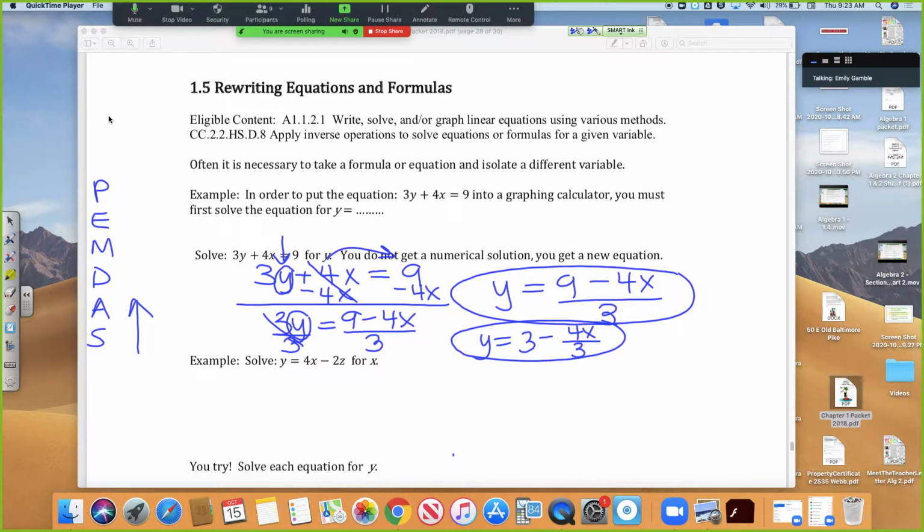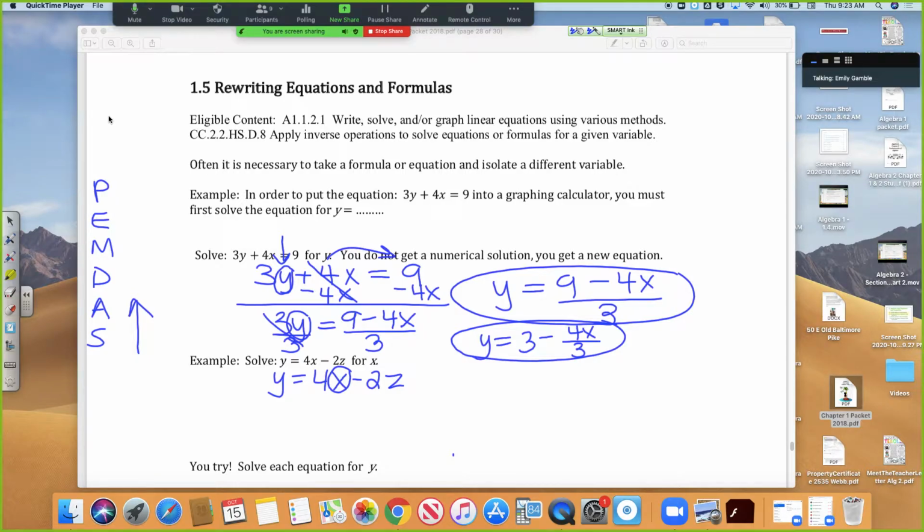So the next one is y equals 4x minus 2z, and this one we're now solving for x. I think it's really helpful at this point to circle the variable we're solving for so we know exactly what our whole goal is. In this problem, we're solving for x.